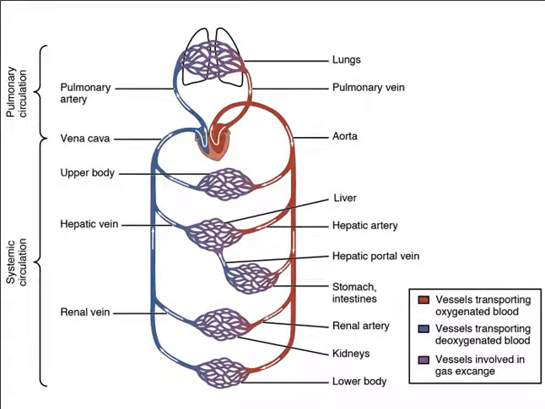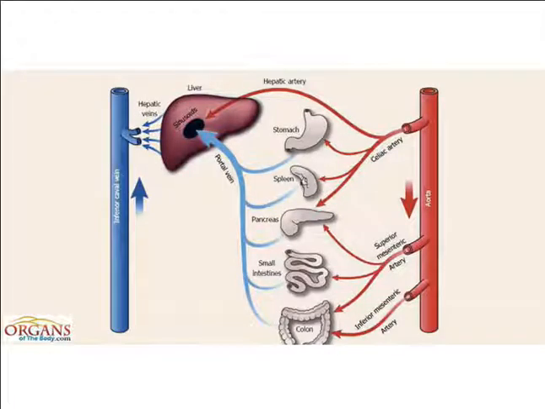Let's take a look at that in a little bit more detail. So we've got oxygenated blood coming via the aorta. We've got a branch here of the hepatic artery. Remember, A for artery, A for away from the heart. So this is an artery carrying blood away from the heart towards this liver. We've then got several other branches, one going to the stomach, the spleen, the pancreas, the small intestines, and of course the colon.